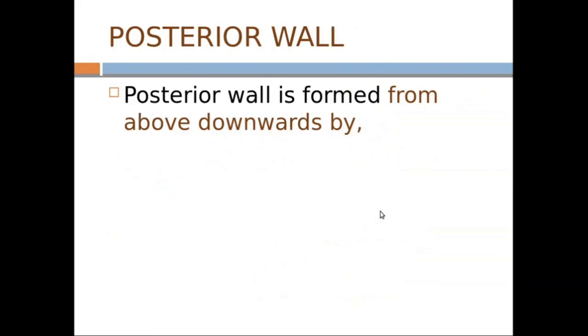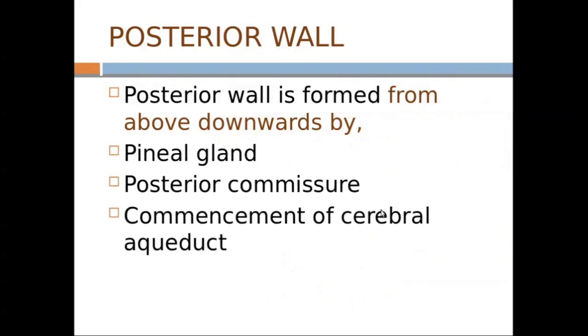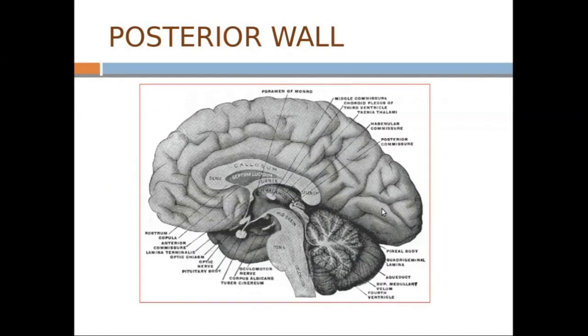Now we will see the posterior wall, from above downwards formed by the pineal gland, posterior commissure and commencement of cerebral aqueduct. So this is the anterior commissure, we have seen the anterior boundary. This is lamina terminalis, this is anterior commissure, and this is the diverging anterior columns of fornix. So here is the pineal gland, posterior commissure and the starting of the cerebral aqueduct. So that is forming the posterior wall: pineal body, posterior commissure and aqueduct.